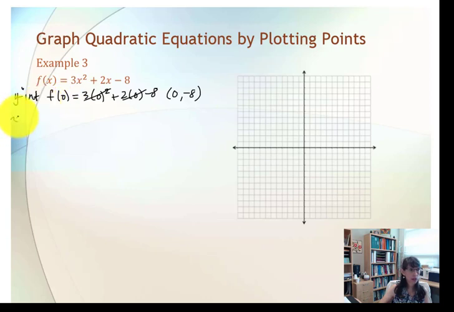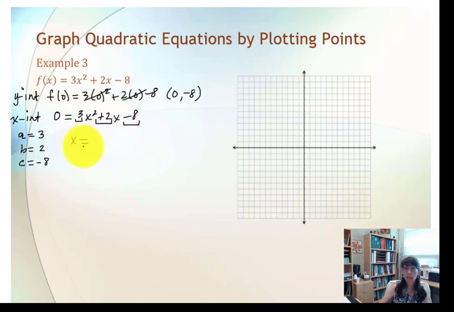To find the x-intercepts, we need to use the quadratic formula, and this is where the entire function is set equal to 0. So 0 would equal 3x squared plus 2x minus 8. So this is where we need to find a, b, and c. A is 3, b is positive 2, c is negative 8.